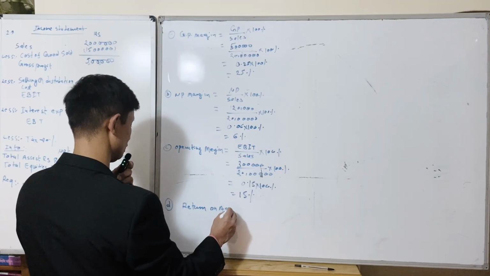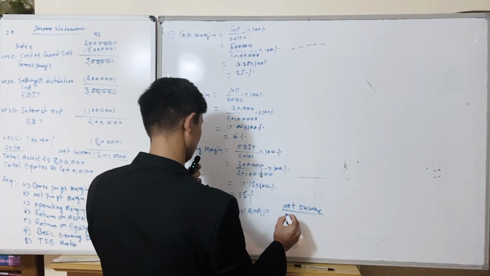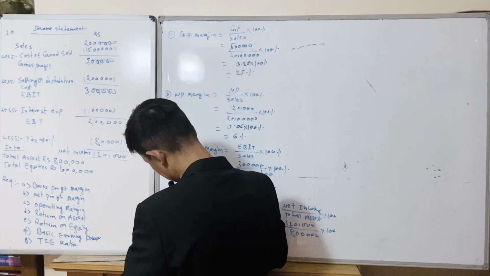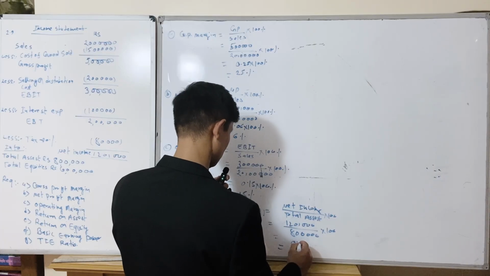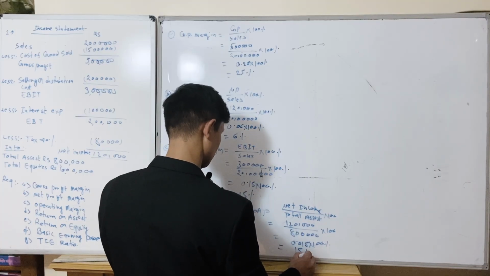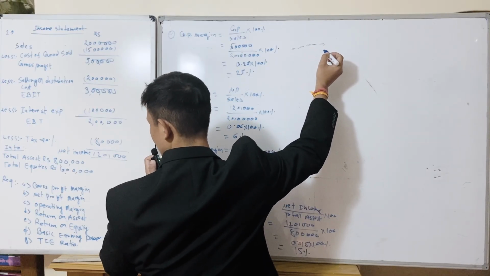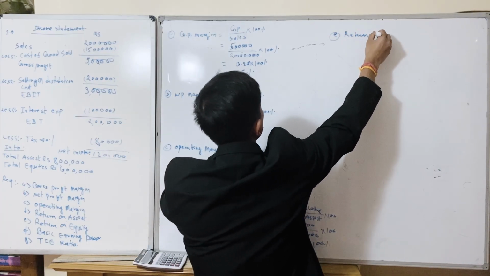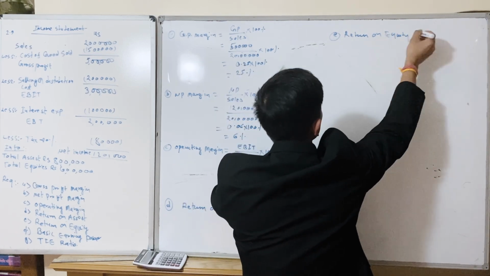Let's go to the next ratio, which is return on assets. Return on assets is net income divided by total assets. So 1,20,000 divided by 8 lakh, which is 0.15, multiplied by 100%, is called 15%. ROA is 15%. Now let's go to another, which is return on equity, ROE.